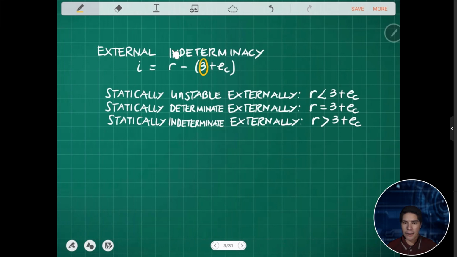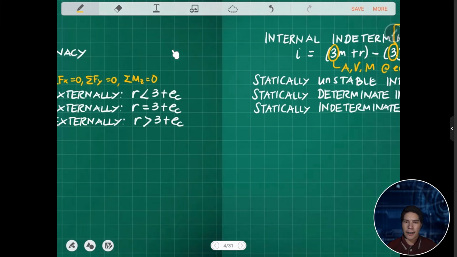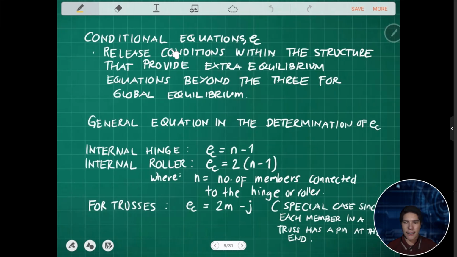Also, in external indeterminacy, we have summation of forces X, forces Y, and moment about the z-axis equal to 0. So we have three equilibrium equations. And EC stands for the conditional equations. So let's talk about conditional equations.